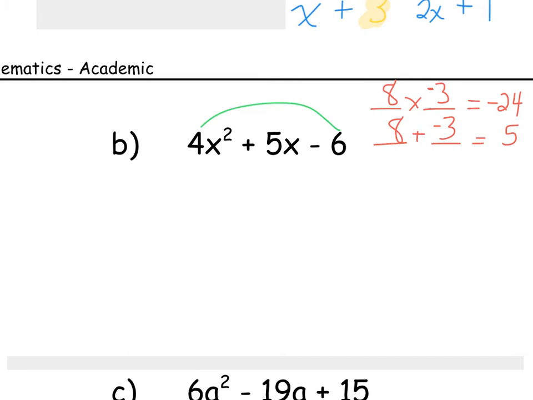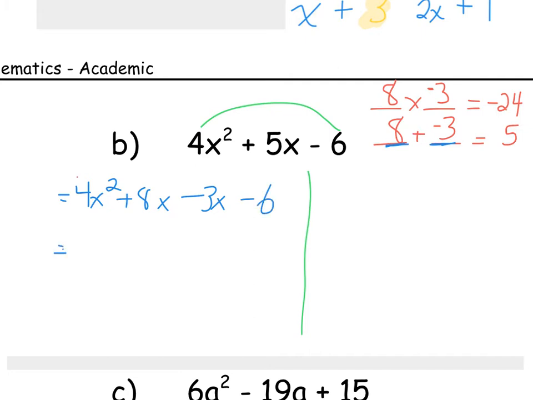So let me create a little divide here for both of those. So I'm going to break down my middle term, 5x, into 8x, so positive 8x, and then minus 3x, using the numbers that I figured out over here, and then minus 6. So next I'm going to factor by grouping.